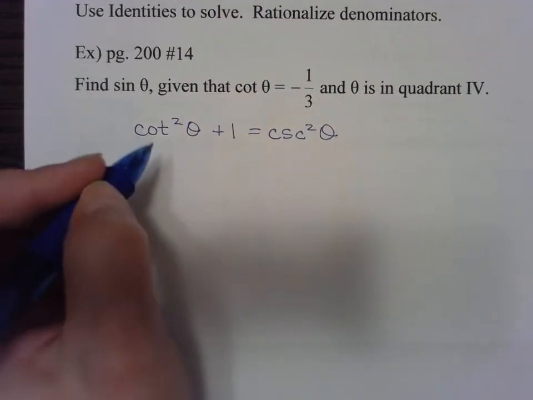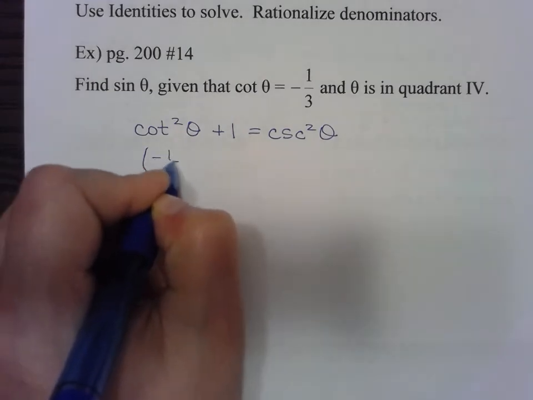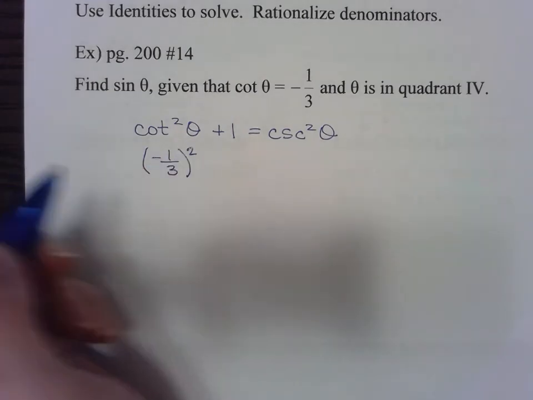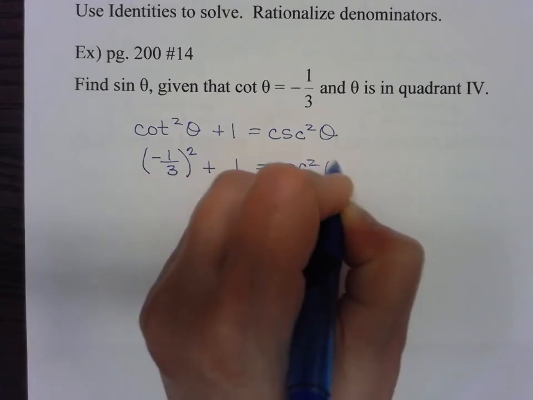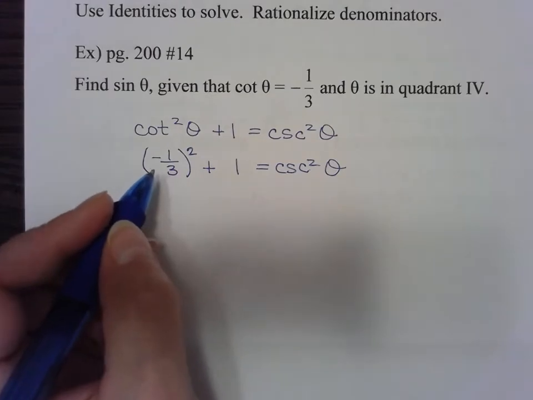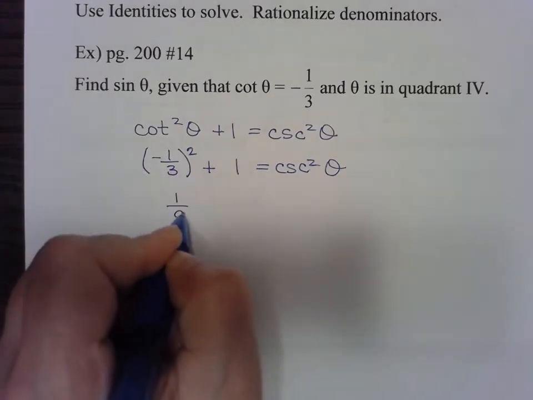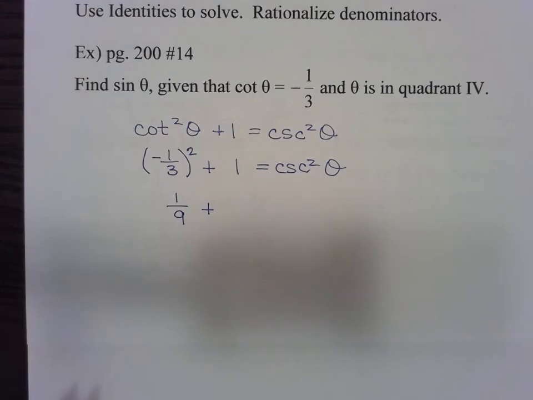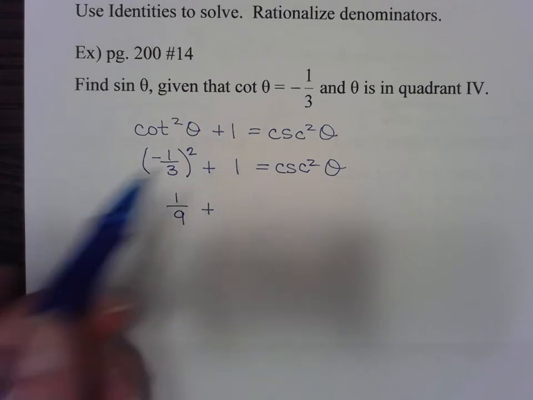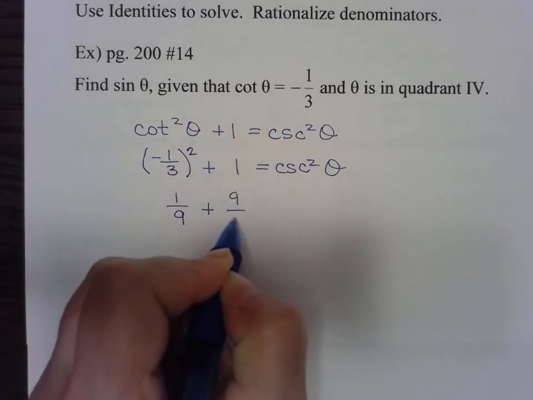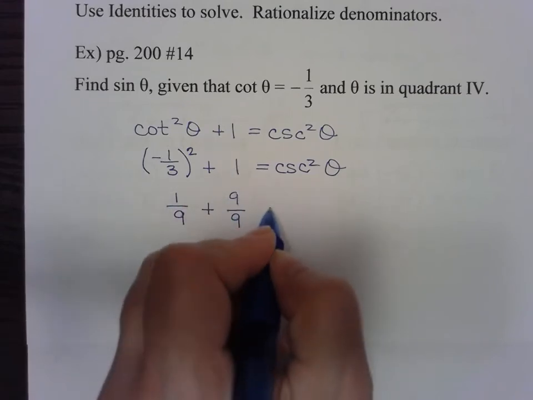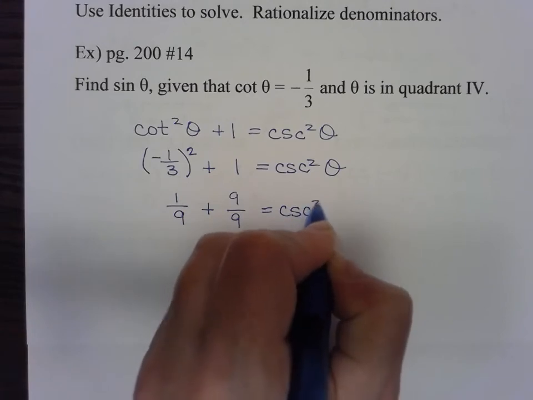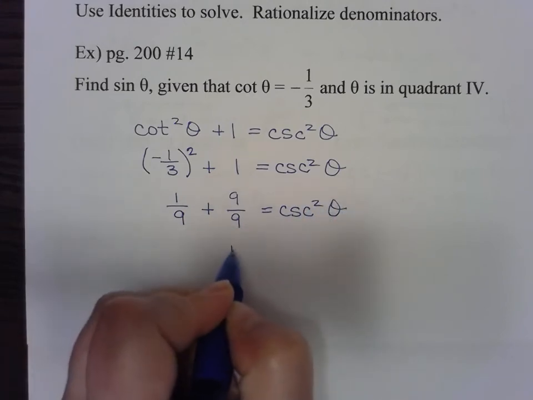All right, so the cotangent is -1/3. The cotangent squared plus 1 is equal to the cosecant squared. When I square this, it's going to be 1/9. So if I want to add it to 1, nice and easy, let's rewrite this 1 as 9/9. I can do that because those are equal, right? And now I have a common denominator to make the fraction work a little easier. So this is 10/9.